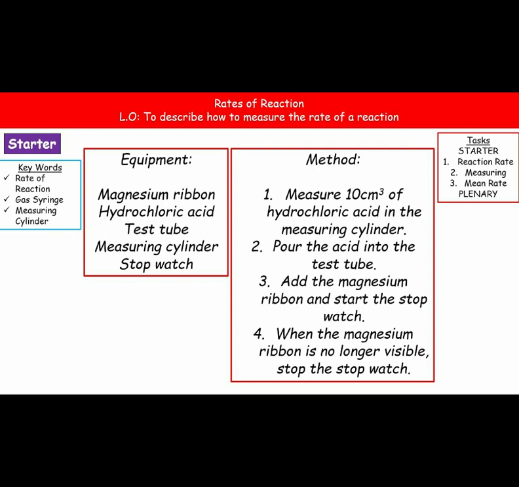And we could obviously do this with different concentrations of acid, with different numbers of bits of magnesium, with different sized bits of magnesium. There's lots of different variables we could change here. Now, some of you may have described ways we could do it by collecting the gas, and that's absolutely fine, and we'll be looking at those a bit later on in this lesson.